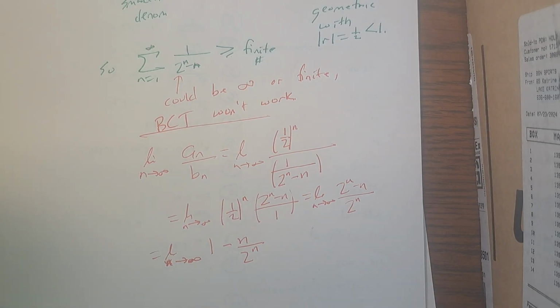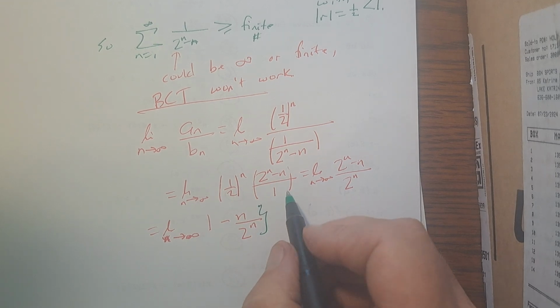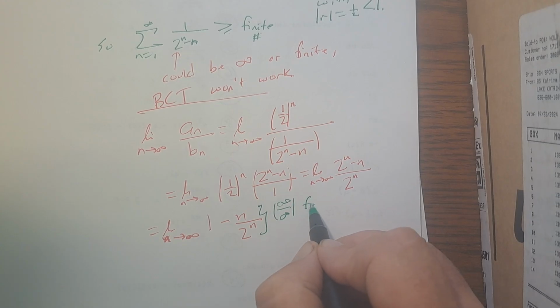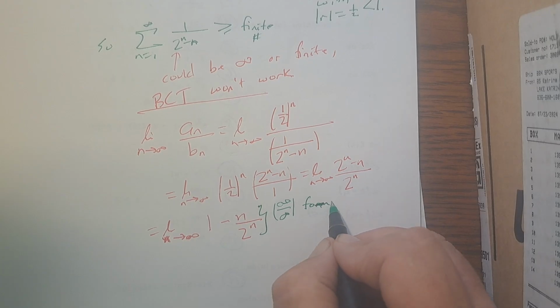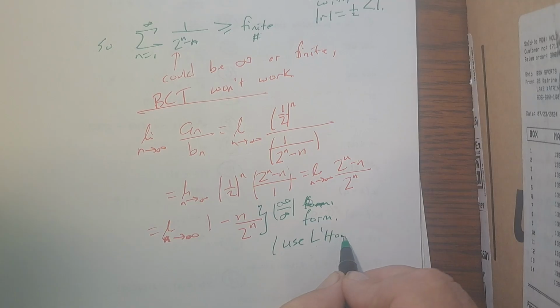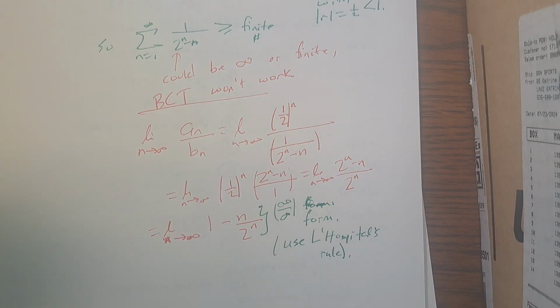I have to figure out what that limit is, though, because it's infinity over infinity form, so I don't actually know what the value turns out to be. But if it's infinity over infinity form, usually the best thing to do is L'Hopital's rule, which is what I will do in the next video. See you there.